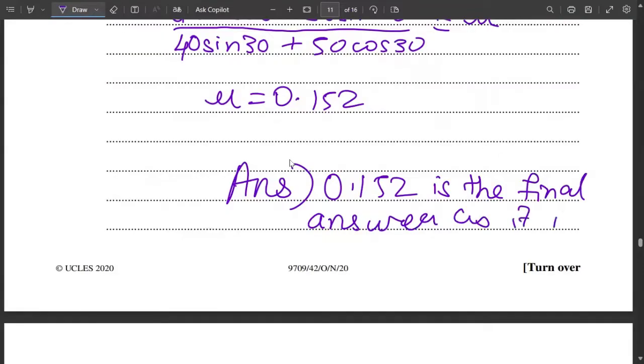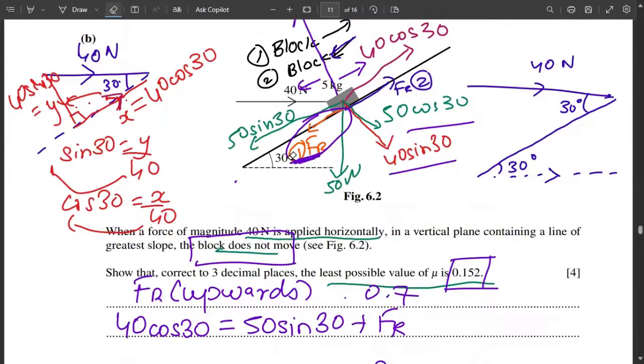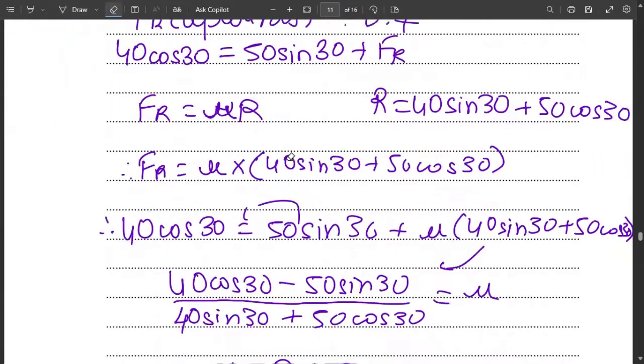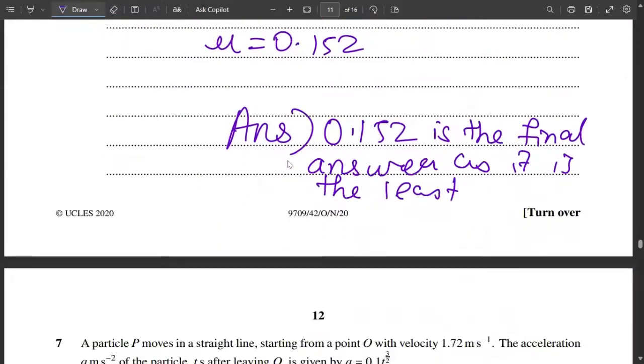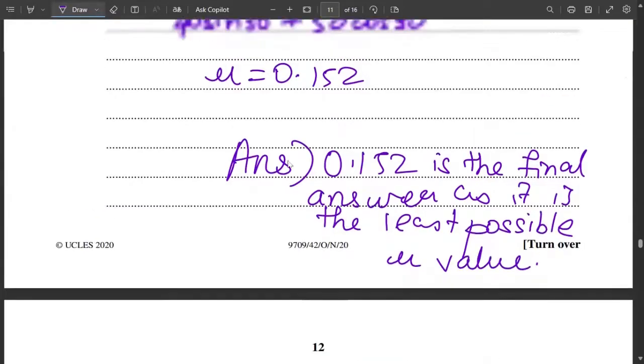as it is the least possible. What was the question? Yeah, least possible value of mu. One second. Least possible mu value. This should have been written in the last.